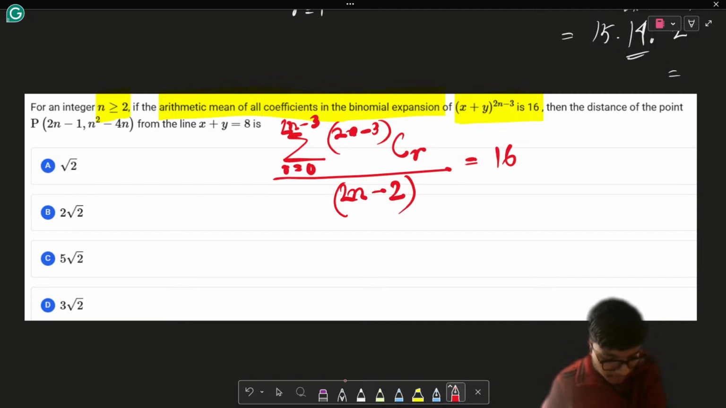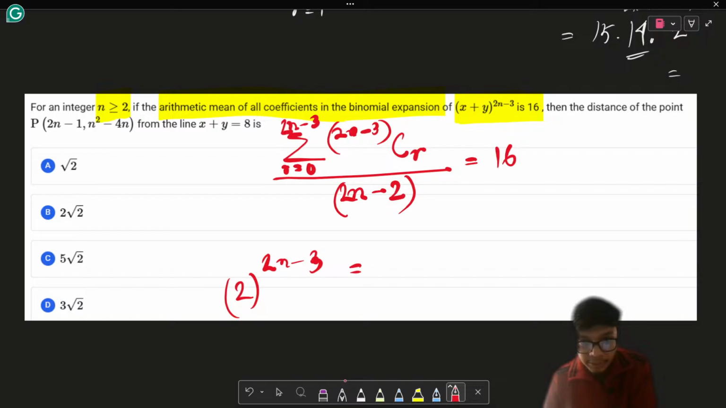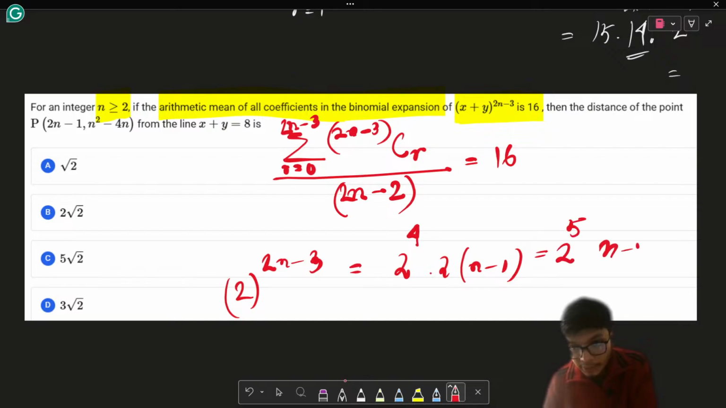Now from here we have to try to find out the relation for n, right? So this particular summation, 2 to the power 2n minus 3, will be equal to, if I take this on this side, 2 to the power 4 into 2 into n minus 1, so this will become 2 to the power 5 into n minus 1, right? Okay, so this is kind of a non-linear equation. This is an exponential equation with a linear solution. So the only possible way to solve this problem at this moment is basically by hit and trial method, right? So we'll try to solve this problem by hit and trial method.